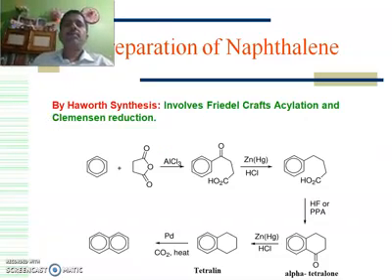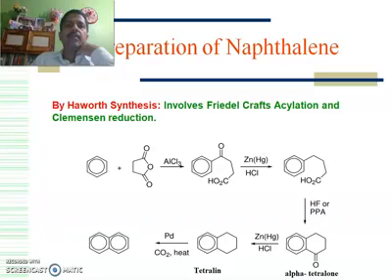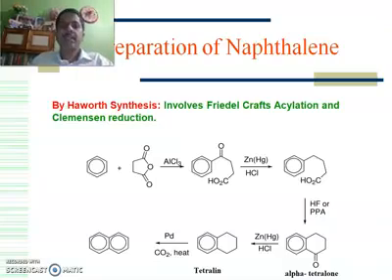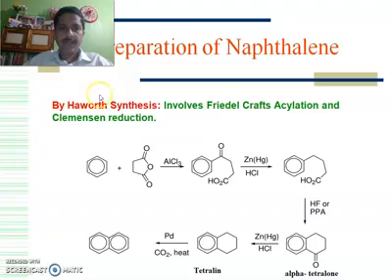Now let us quickly move to the preparation of naphthalene. The first method for preparation of naphthalene is the Haworth synthesis. Haworth is a scientist who synthesized naphthalene by using two organic reactions. They are known as the Friedel-Crafts acylation reaction and the Clemmensen reduction. Now let us see how Haworth synthesized naphthalene. First, Haworth utilized the Friedel-Crafts acylation reaction, with benzene and phthalic anhydride.